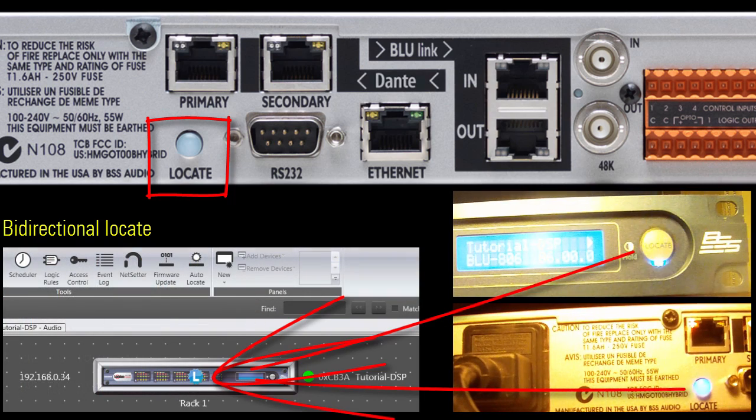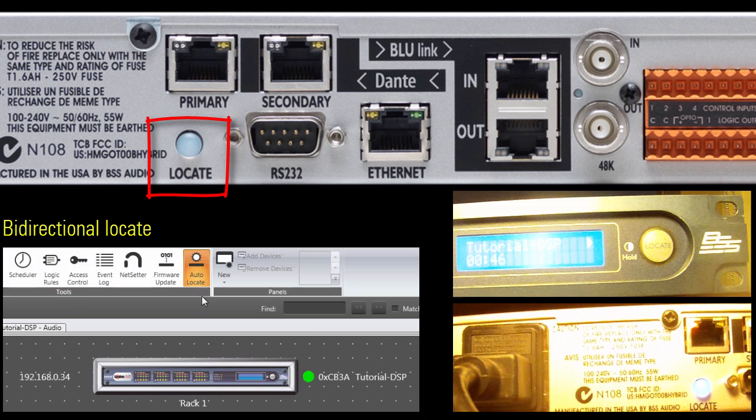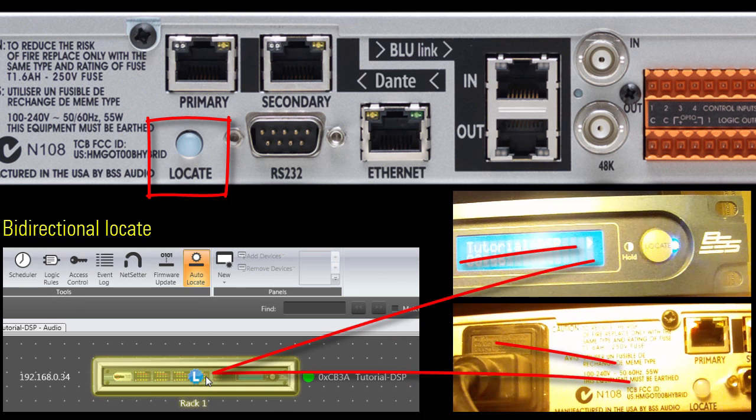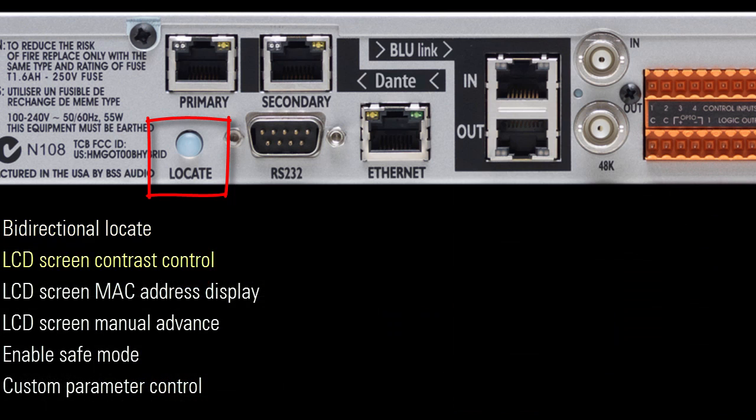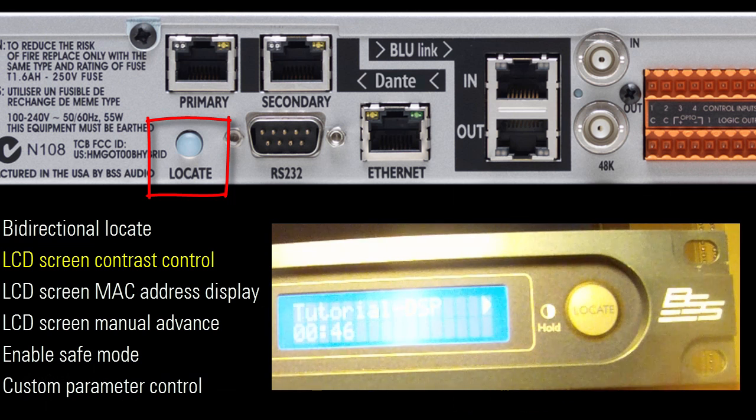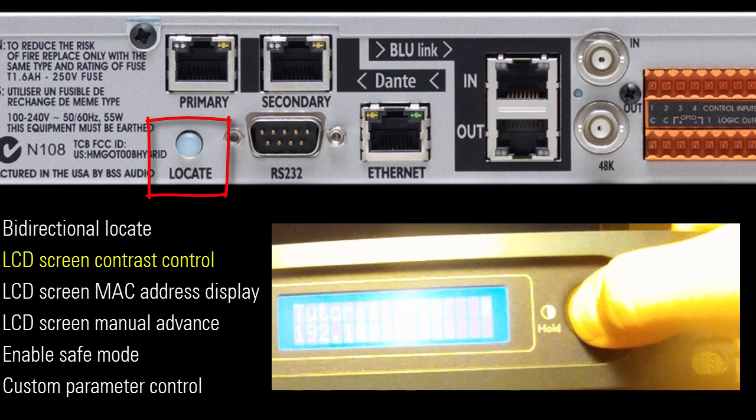Pressing this button conveniently causes the device within the software to flash. Using the locate command within the software also causes the blue LED beneath the locate button to flash. On devices with LCD screens, pressing and holding the locate button during normal operation will change the contrast of the LCD.